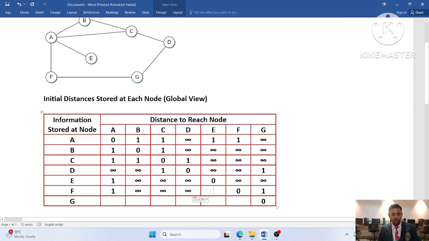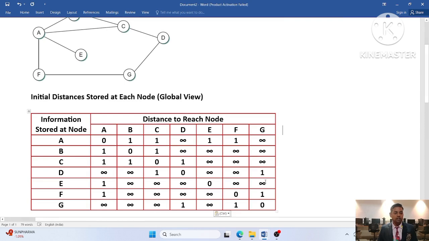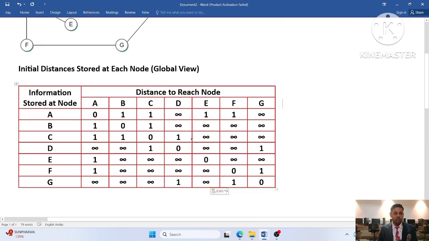So this is how you need to fill this table. And the next one is router G. G has a direct link only to router D and router F. So it is 1, 1. For the remaining we simply substitute infinity. So this is the final table. This is the initial table, which is stored in the routing table in all the routers.